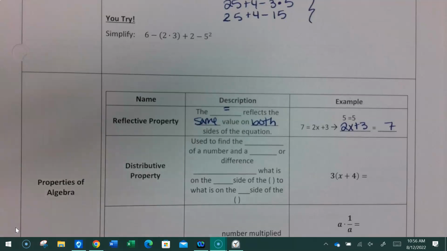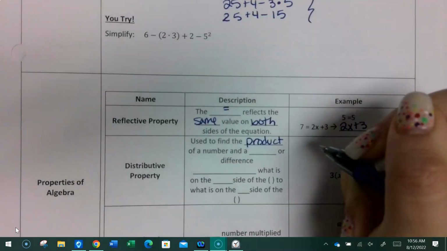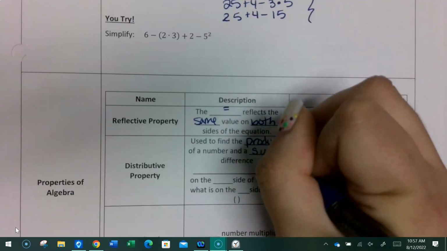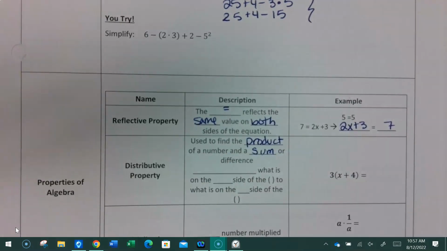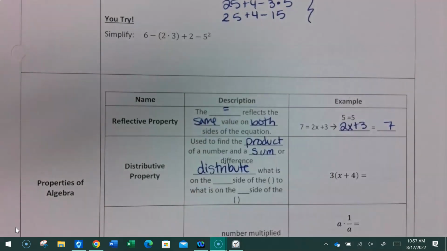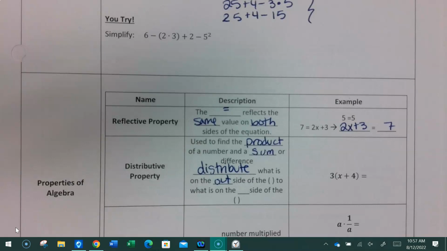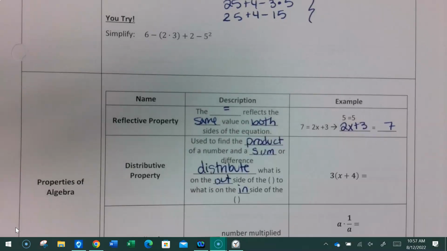Okay, so the next thing we have is the distributive property. This is used to find the product of a number and a sum or difference. So this is when I have a number outside parentheses, and then inside parentheses something's being added or subtracted together. I want to distribute what is on the outside of the parentheses to what is on the inside of the parentheses.